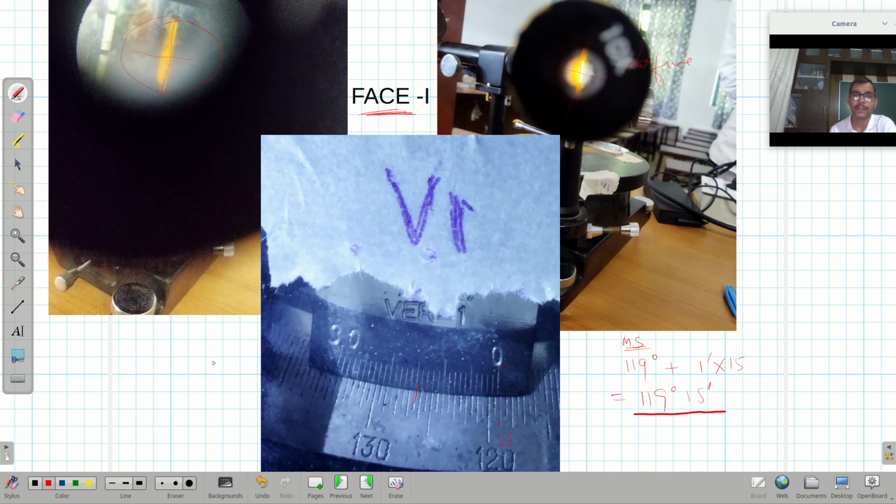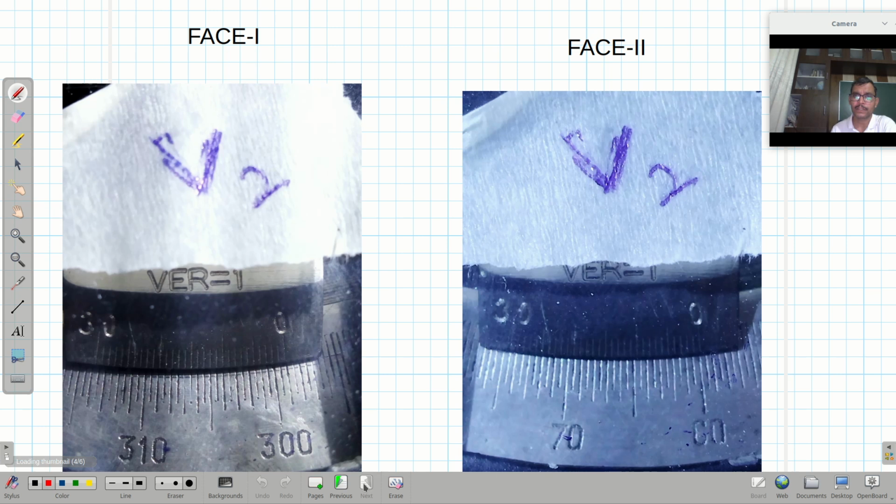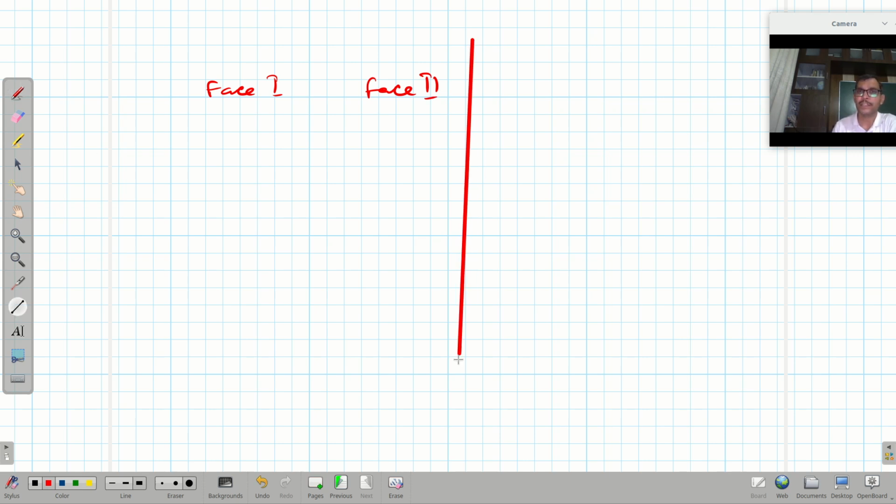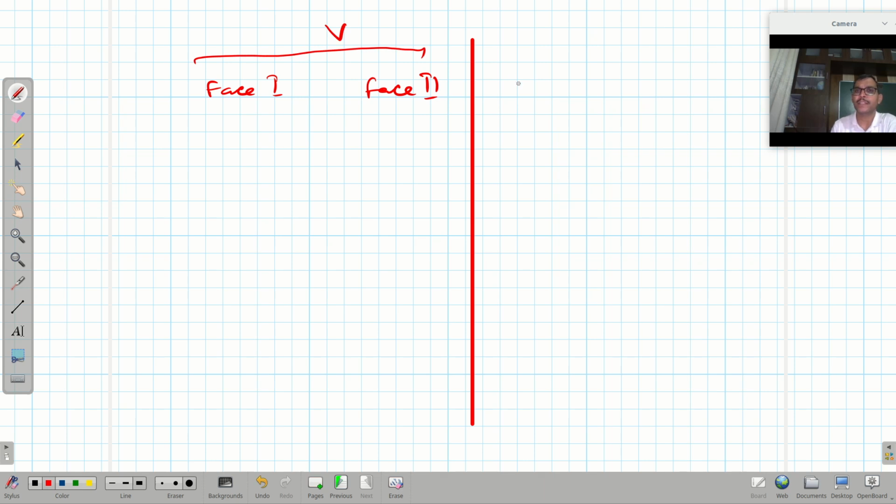Clear? So that was for V1, phase 1. Let me go to the next. Similarly, we will do this for phase 2. These are the readings of vernier V1. Similarly, for phase 1 and phase 2, we have to take readings of vernier V2.